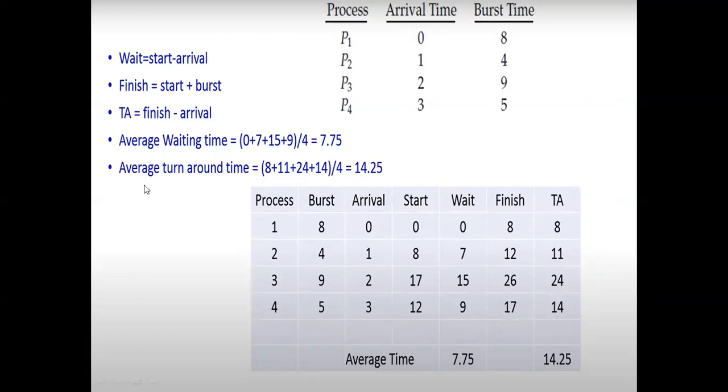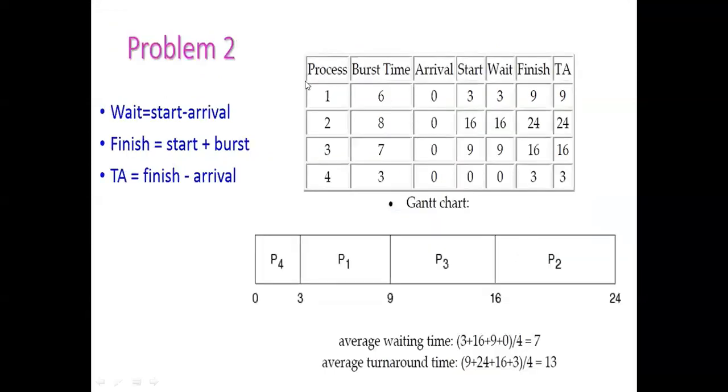And next we need to calculate the average turnaround time. It is 8 plus 11 plus 24 plus 14 divided by 4. We get 14.25 milliseconds. Next, we'll move on to problem 2.